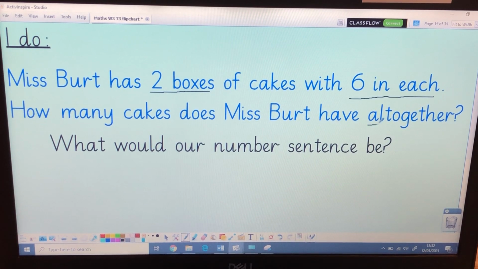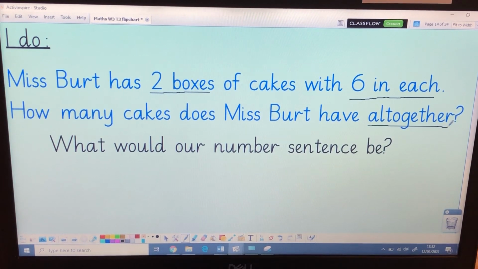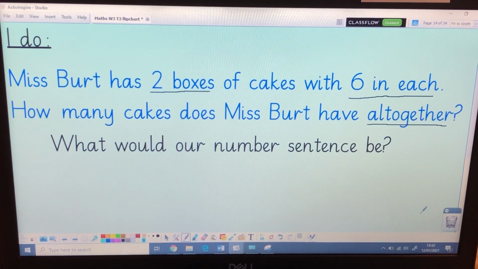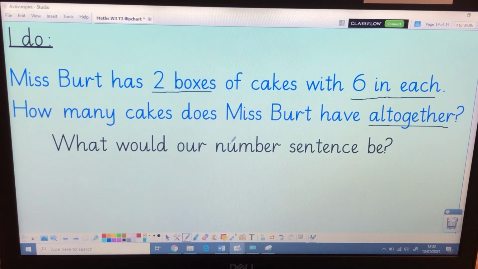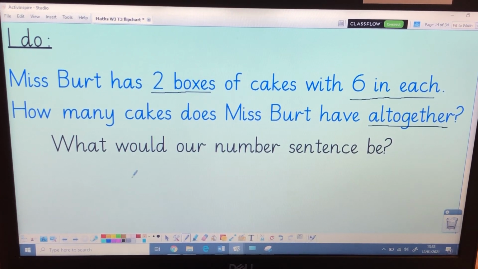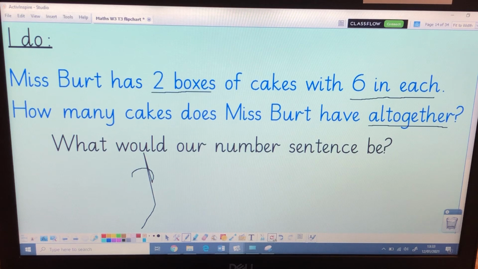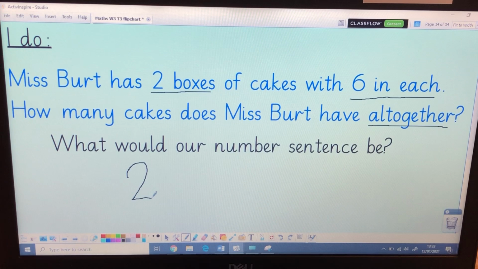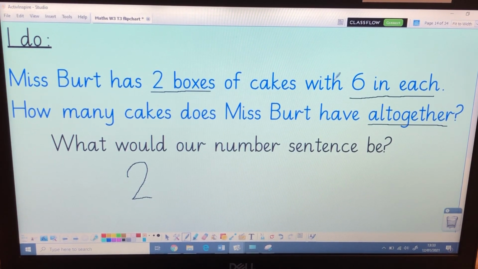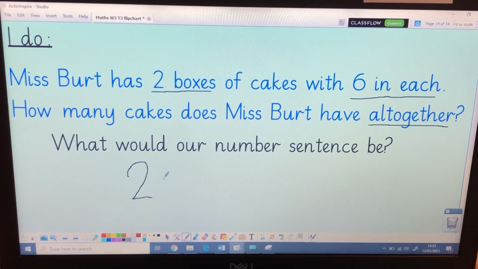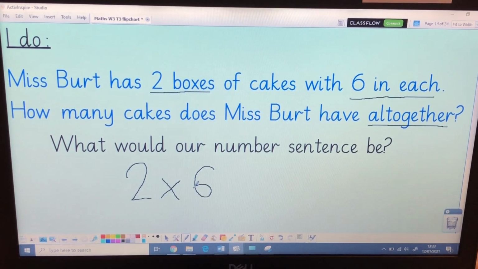Now this all together word is really important too. It's telling us what I need to do with the numbers. I need to work out how many cakes I've got overall. So what would our number sentence be? Miss Bert has 2 boxes of cakes. The 2 boxes tells me how many groups I've got. So that would be my first number. I've got 2 boxes of cakes with 6 in each. So that tells me how many's in each group, doesn't it? So we need 2 times 6.